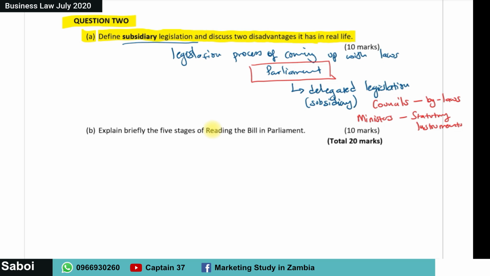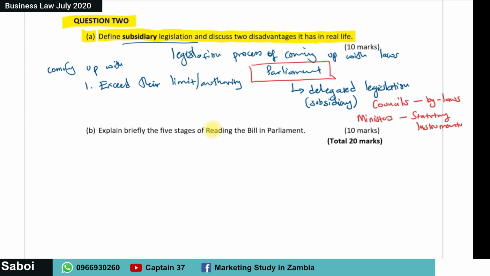Therefore, subsidiary legislation refers to the process of coming up with laws by other specifically identified persons other than Parliament. The disadvantages are that, number one, whoever it is that can come up with that particular law may exceed their authority. Yes, they can exceed their authority.